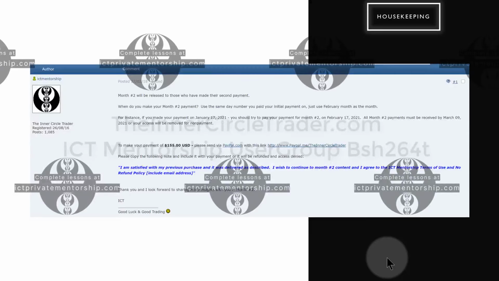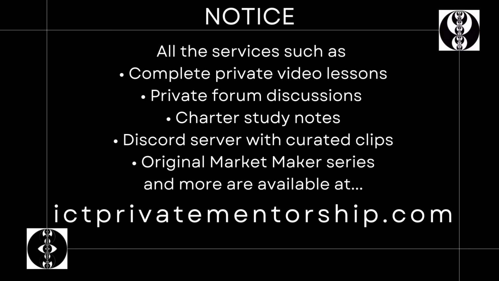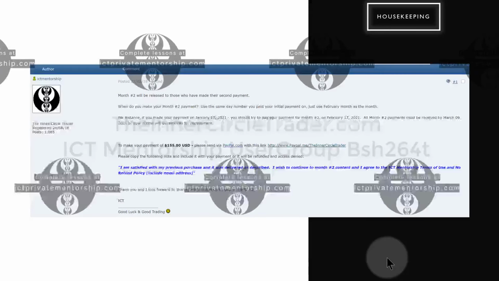Now, if you've paid after the 27th, it may take a day or two before your payment is reached in the queue of all the payments that are being received, because there's a lot of you. You don't technically need to pay until the 9th of March.